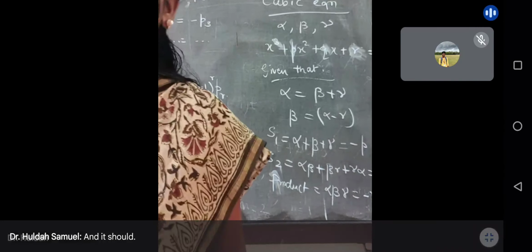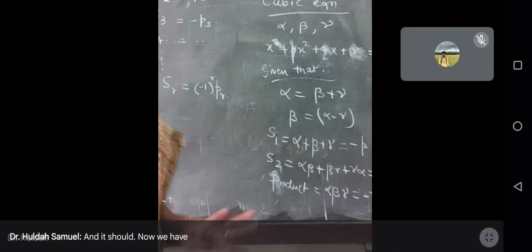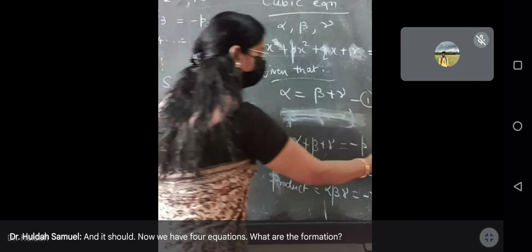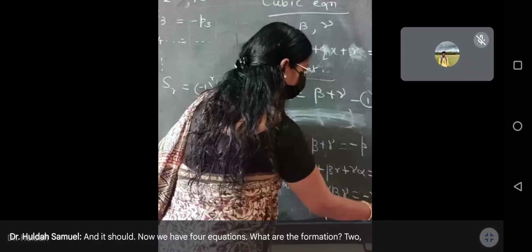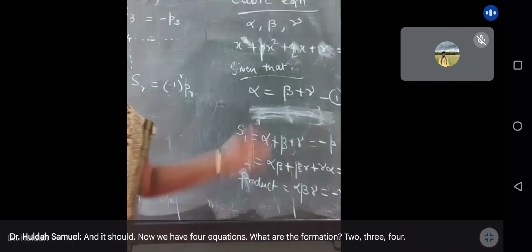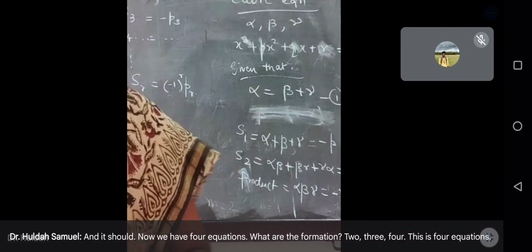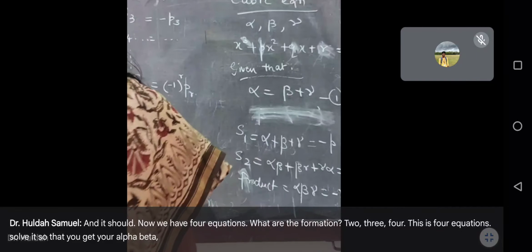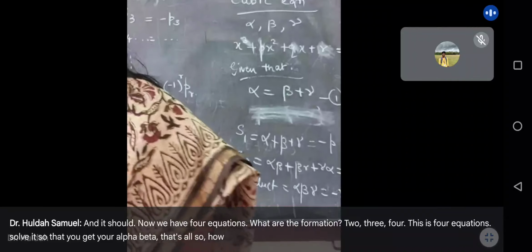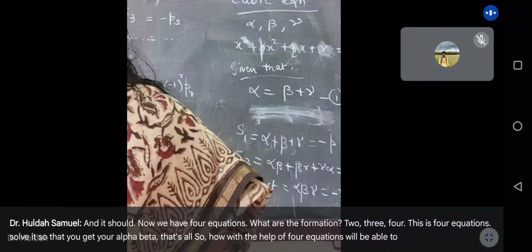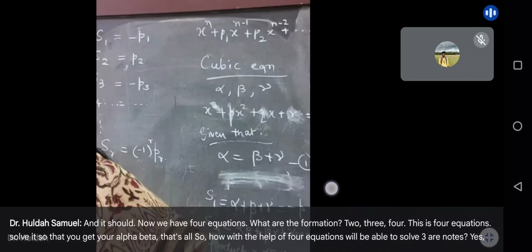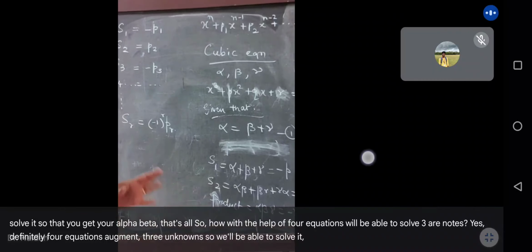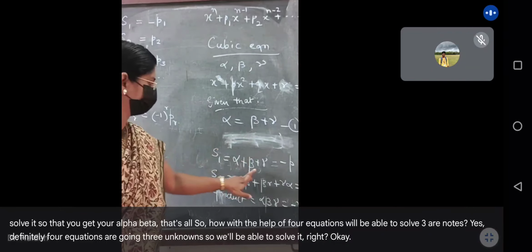Understood? Now we have 4 equations. What are the 4 equations? 1, 2, 3, 4. Take these 4 equations and solve them so that you get your alpha, beta, gamma. That is all. So with the help of 4 equations, will we be able to solve 3 unknowns? Yes, definitely. 4 equations are given, 3 unknowns. So we'll be able to solve it, right? Okay.